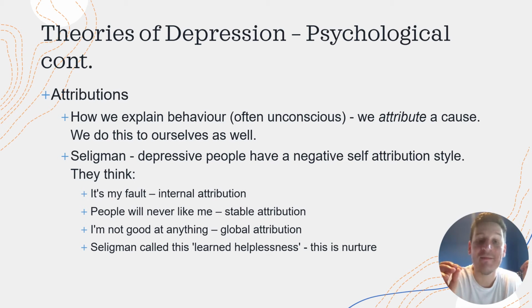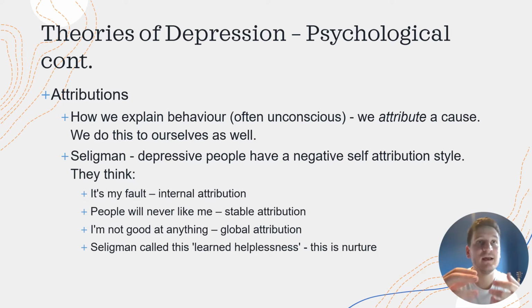They think it's their fault, so that's known as internal attribution. They think that it is always going to be the case, so that's being stable, so it's stable over time, and they think it's global. They think if one thing is negative, everything else is going to be negative, and you can see there how depression is then learned. It comes from the environment, and people pick that up.